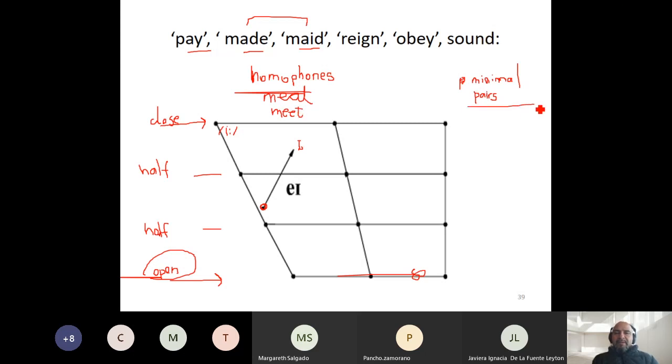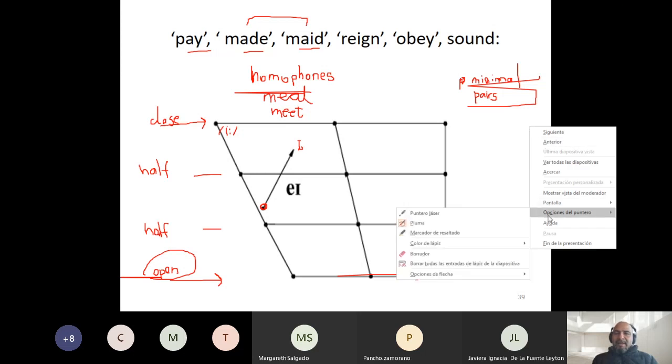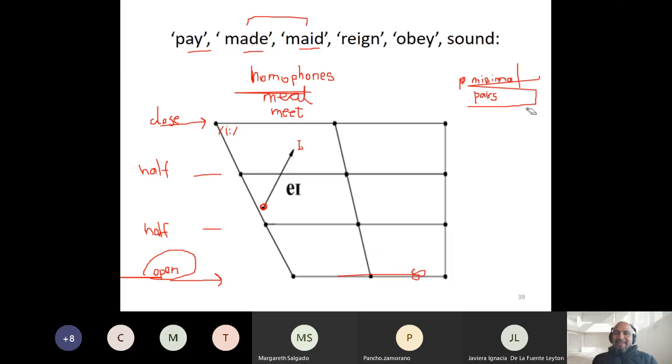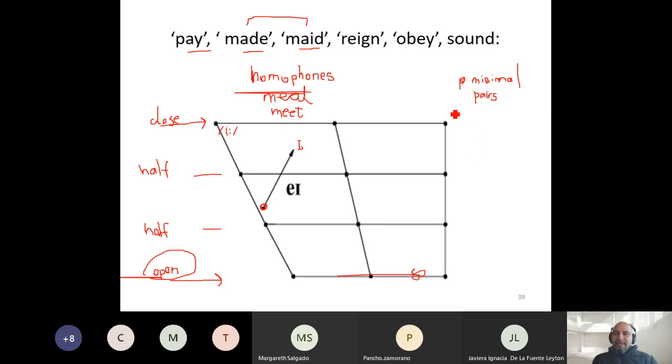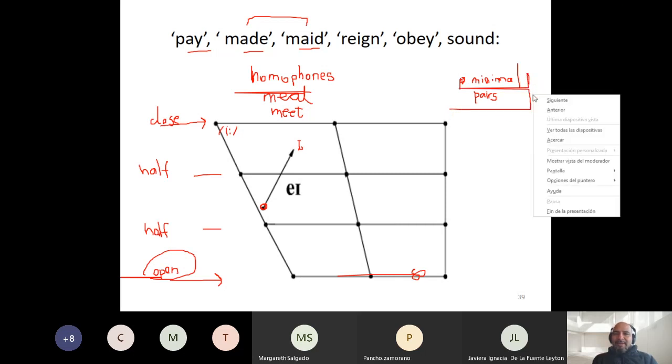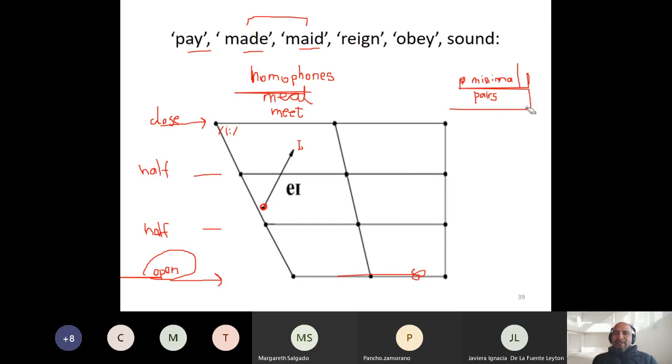And minimal pairs. Gosh, I'm not very skillful with the mouse pad. So when we're talking about the minimal pairs, does anyone have an idea? I feel I'm talking forever.